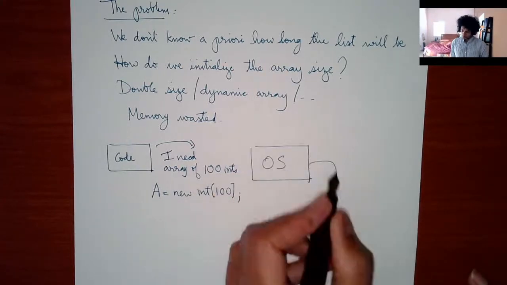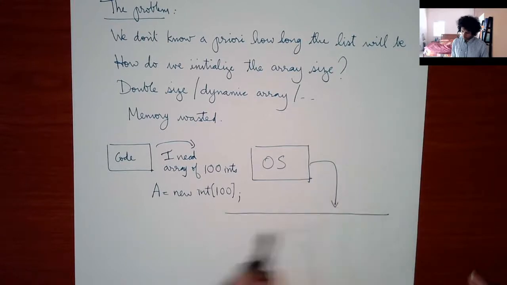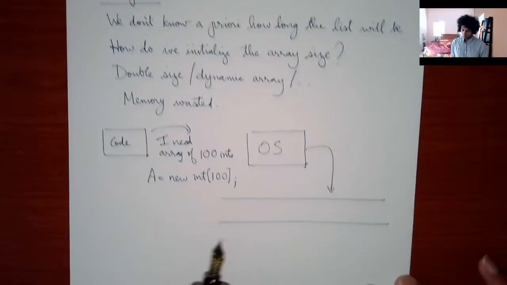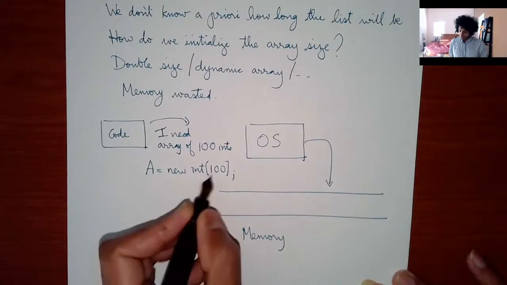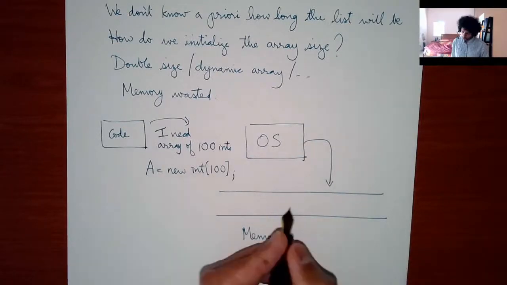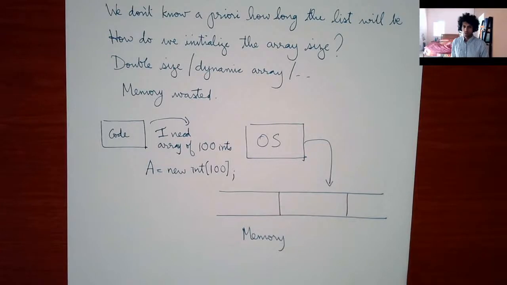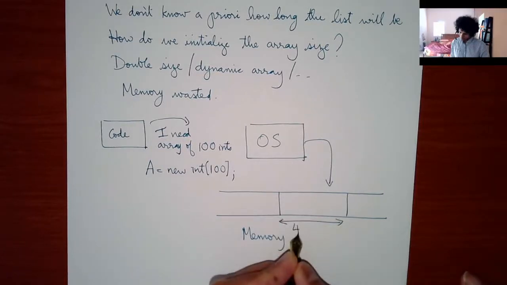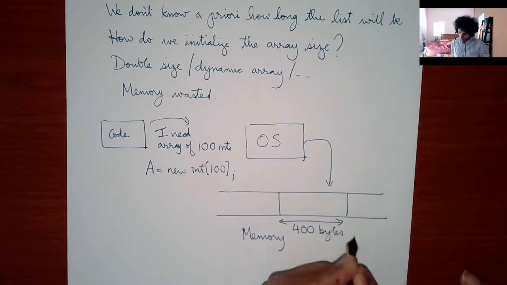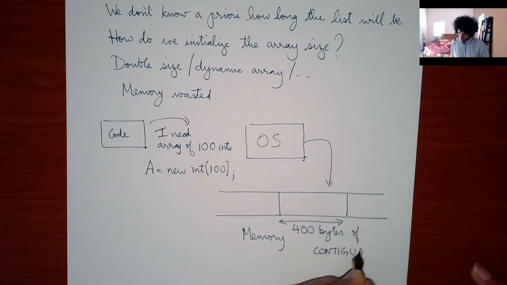and the operating system is going to look into memory. So here's memory, and it's going to find a contiguous chunk. In this case, your int would be maybe 4 bytes or 8 bytes or whatever, so it's 4 bytes, and so you would need 400 bytes of contiguous memory, right? That's how an array is.